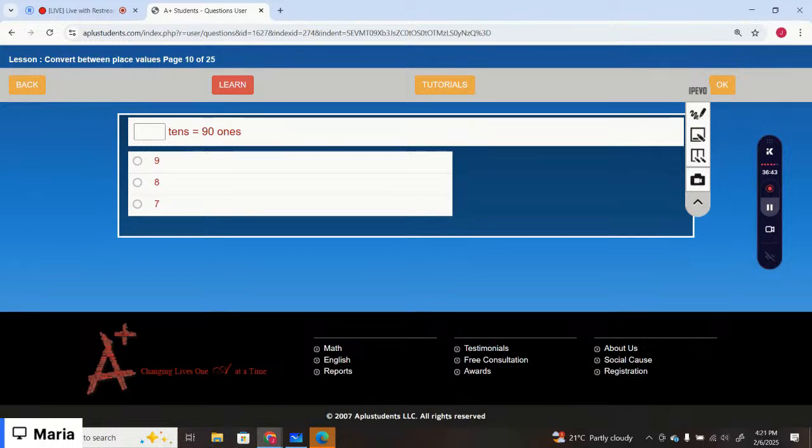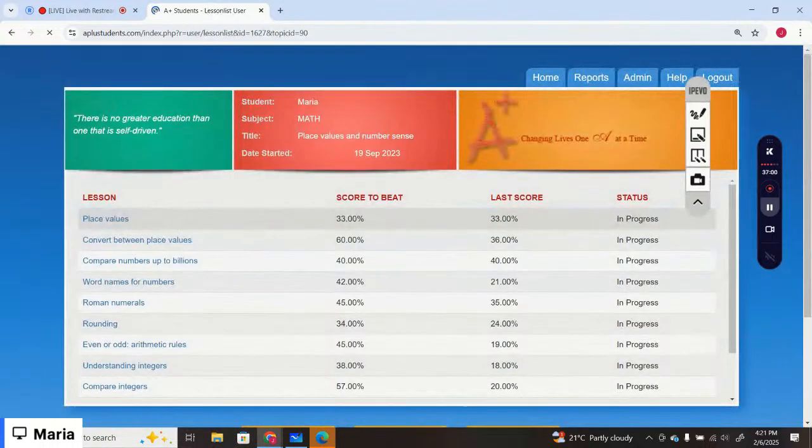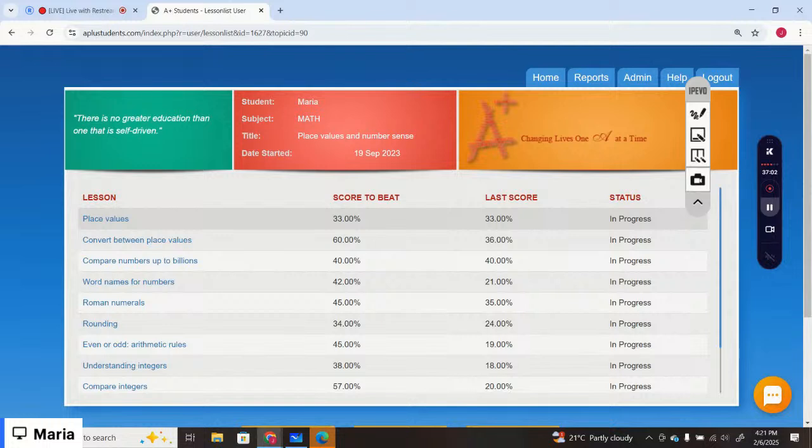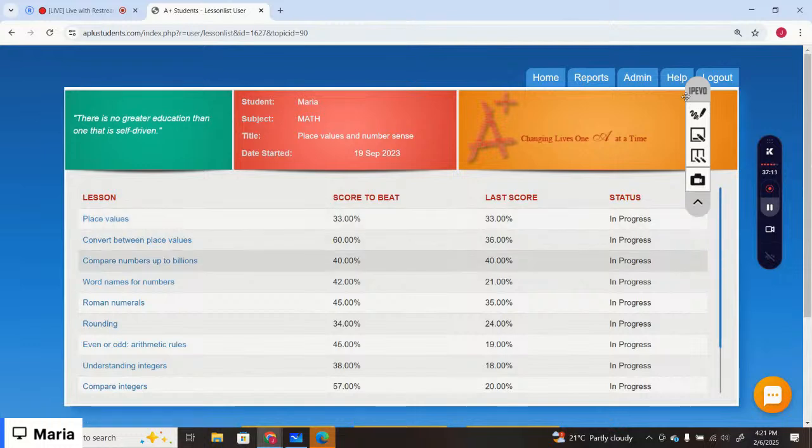90 ones equal 9 tens. Okay, you can complete the lesson by yourself later today. Let's just start with the next lesson, that is compare numbers up to billions.